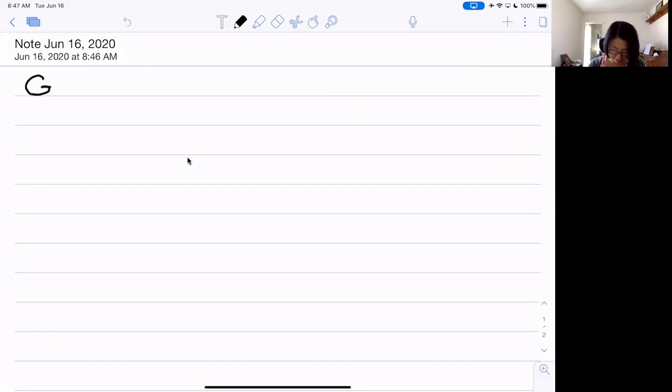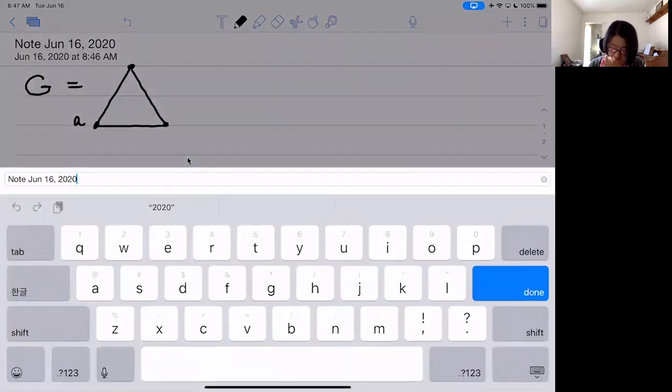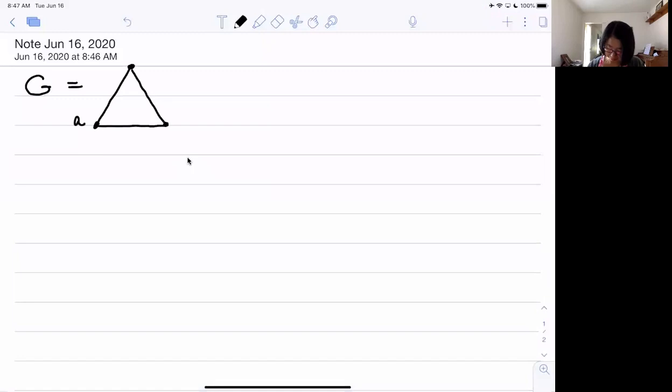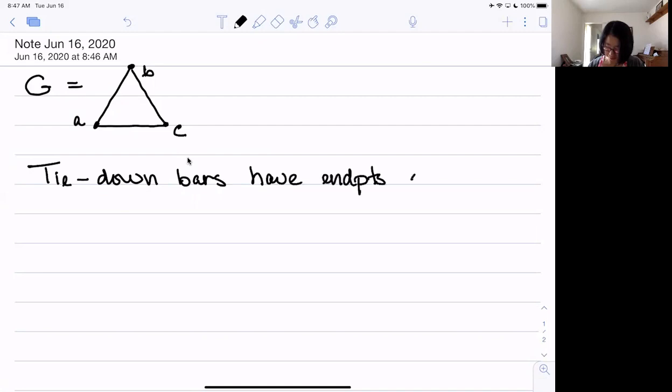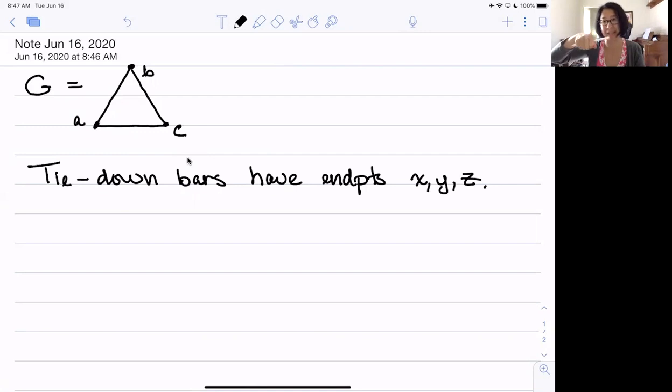Let's let G equal the 3-cycle A, B, C. And to tie it down, I'm going to let the tie down bars have endpoints X, Y, Z. I'm going to think of these X, Y, and Z as pins that are pinned in place, like pins in a corkboard, where the other things are joints that get to rotate.